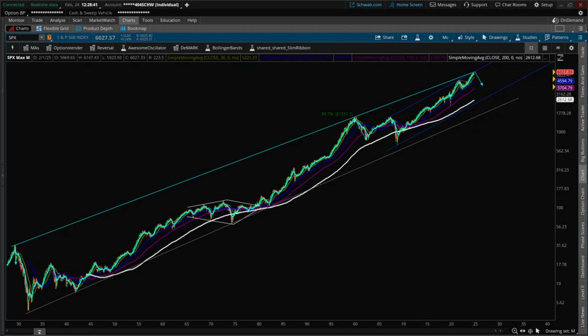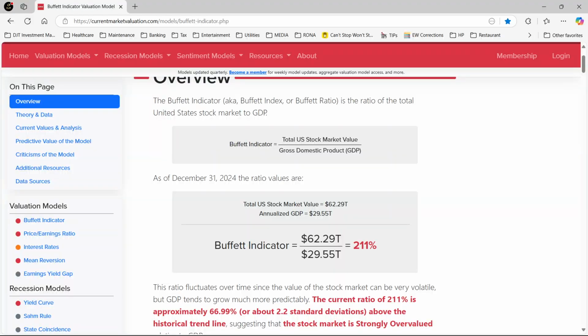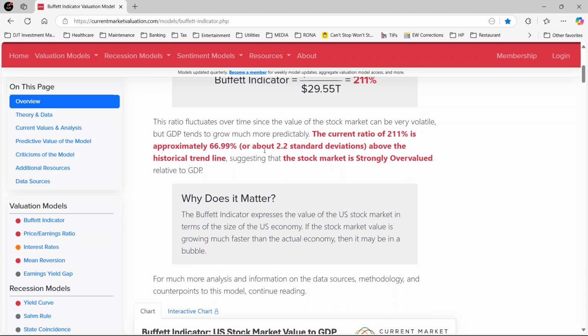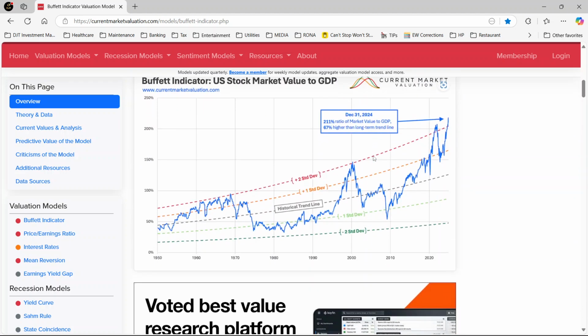Let's go ahead and pull up the Buffett Indicator. It's very simple. It's essentially the United States stock market divided by the gross domestic product of the United States. And here it is right now. As of December 31st, 2024, we have a 211% extreme historical high. That says it all right here. We're about 2.2 standard deviations above the historical trend line, and here's a visual of it.